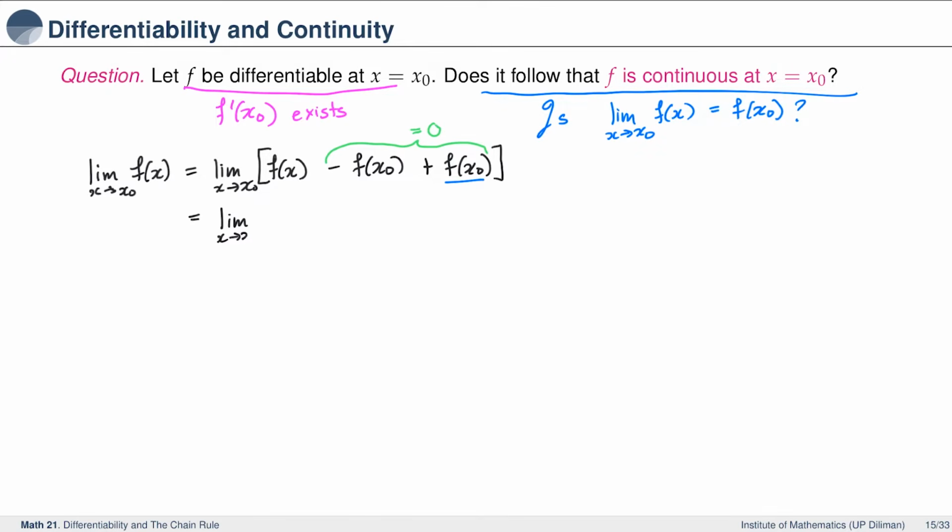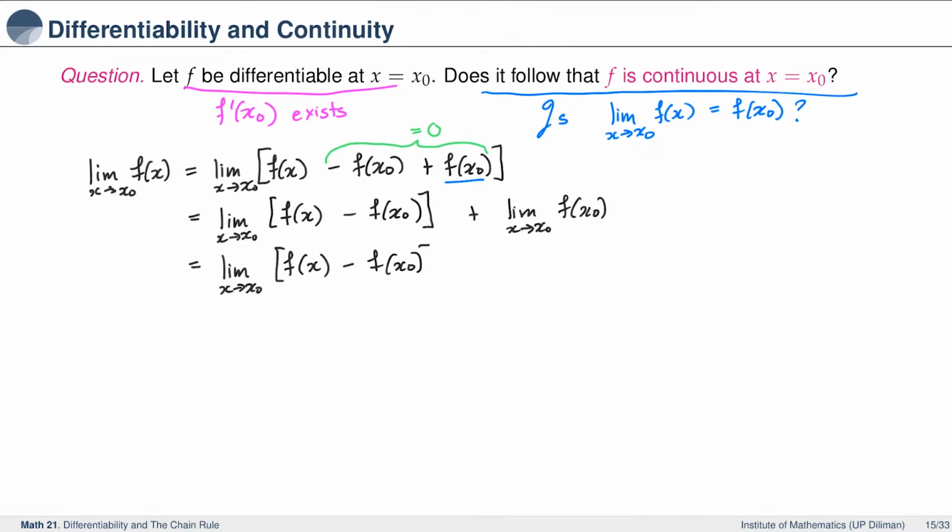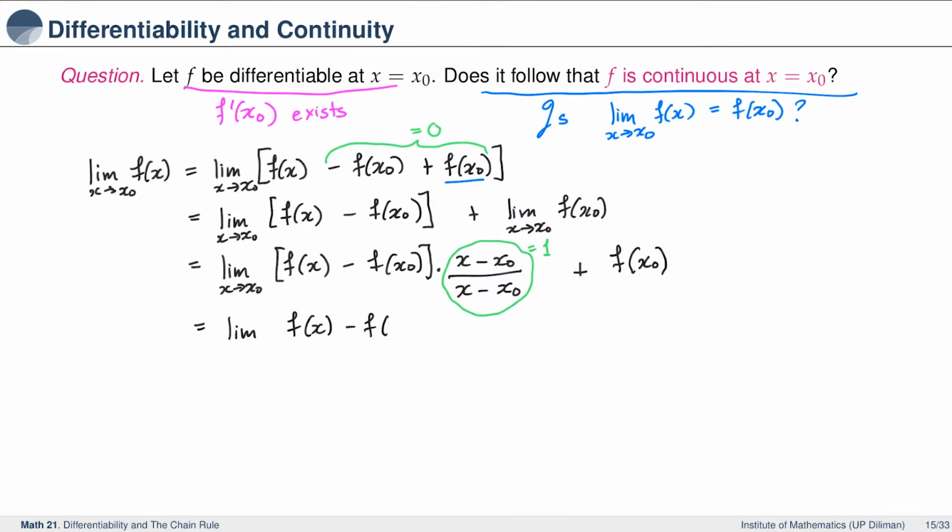Then we can apply the limit theorem for the sum of two terms, right? And then for the first term, we can multiply this by the unit x minus x naught all over x minus x naught, right? So this is just equal to the multiplicative identity, so it doesn't change in any way the limit in the first term. Moreover, for the second term, we just have a limit of the constant, so this gives us f of x naught. For the first term, we can apply the limit theorem for products, right?